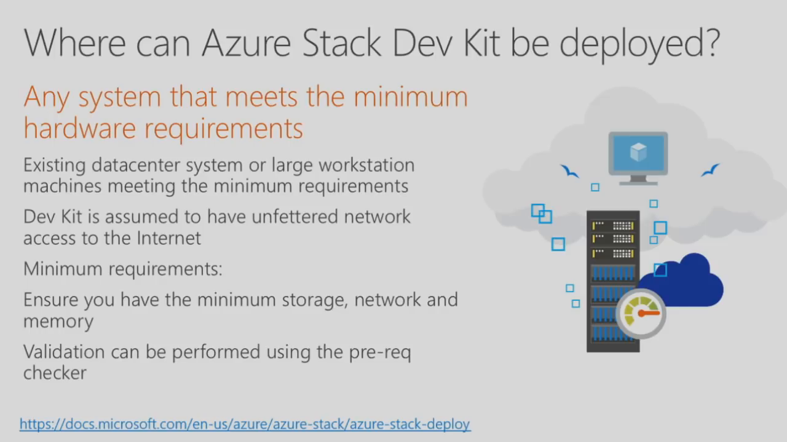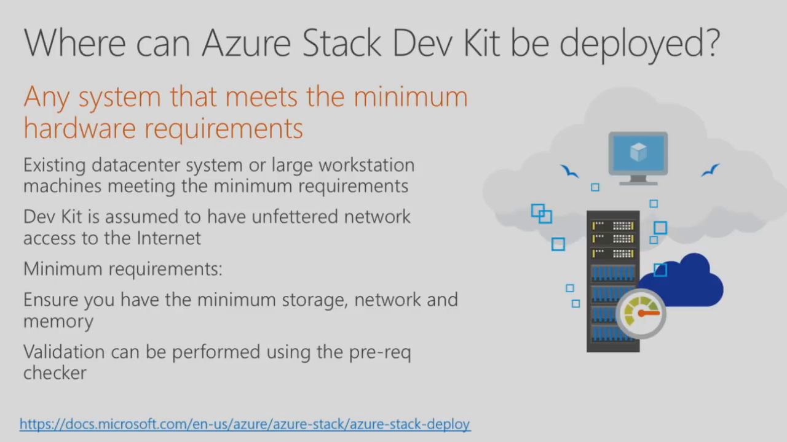And while bigger will give you more capacity and might be faster, you can get away with, for one node, a lower-end machine. Now, you'll be able to do less things, but if you're just looking to kick the tires, it may be just enough. So this means existing data center systems or large workstation machines meet the minimum requirements.